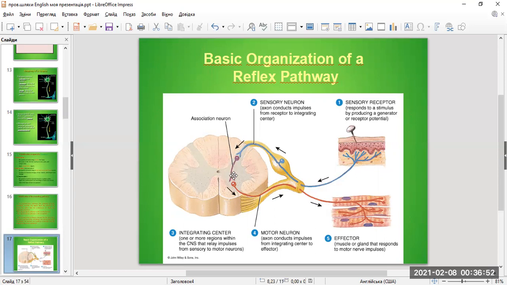Association neuron and integrating center: one or more regions within the central nervous system that relay impulses from sensory to motor neurons. Motor neuron axon conducts impulses from the integrating center to the effector. Effector: muscle or gland that responds to the motor nerve impulse.